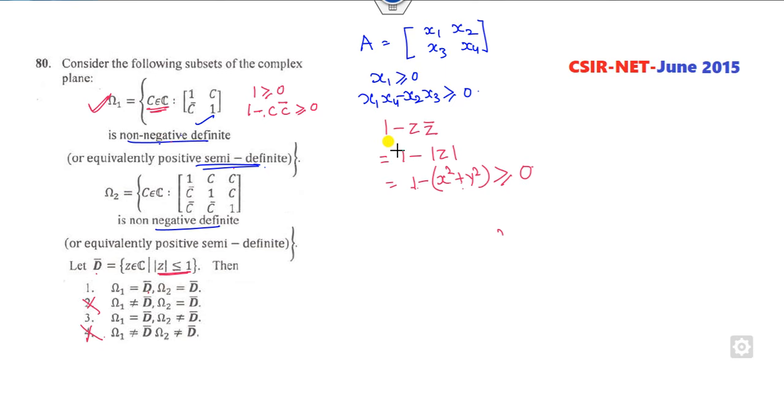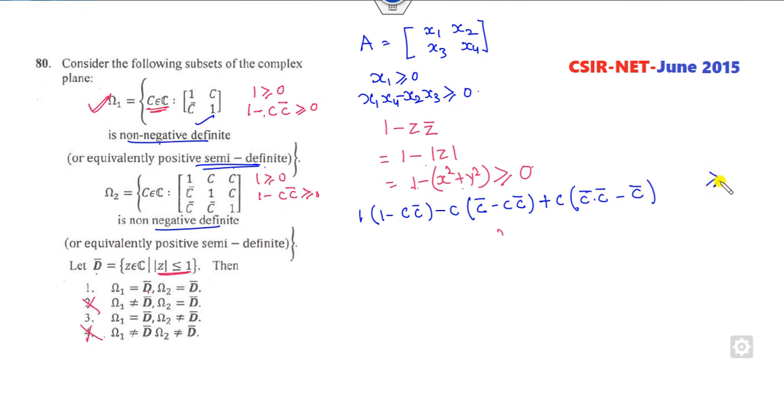Look at gamma 2. First, 1 is greater than 0, satisfied. 1 minus |c|² greater than 0, that's already satisfied. Now I can expand this option. Find the determinant of this: 1 minus c bar, minus c bar minus 1, c bar minus c, this is c bar minus c, of c bar plus c, it is c bar c minus c bar. Fine.